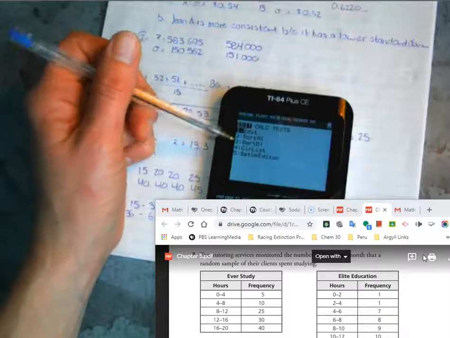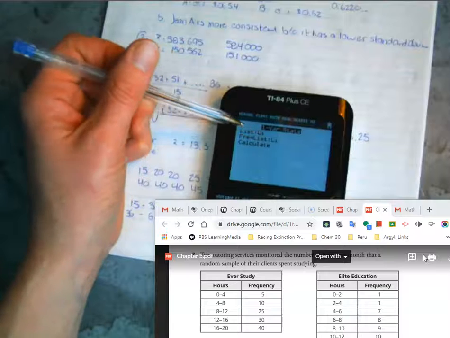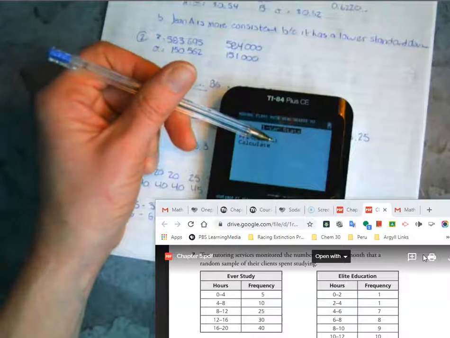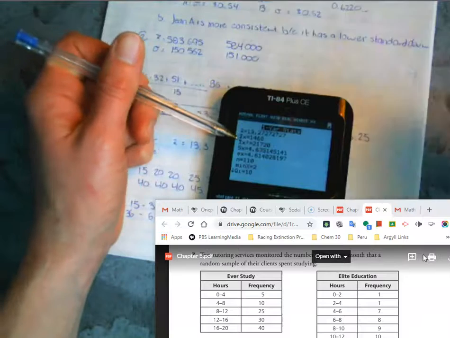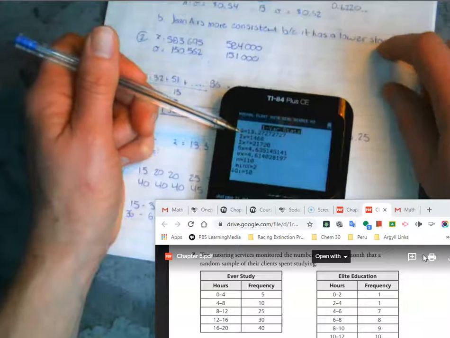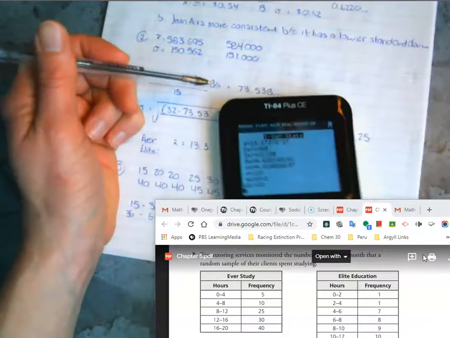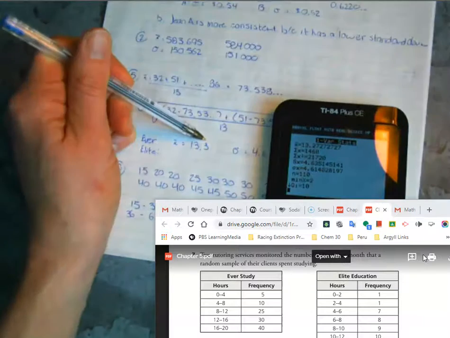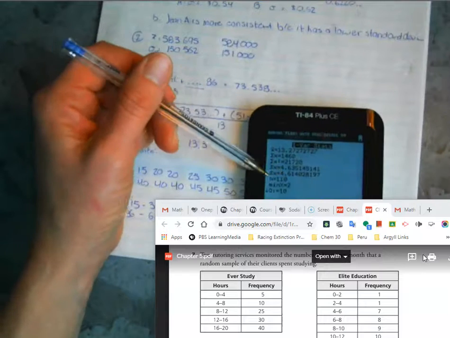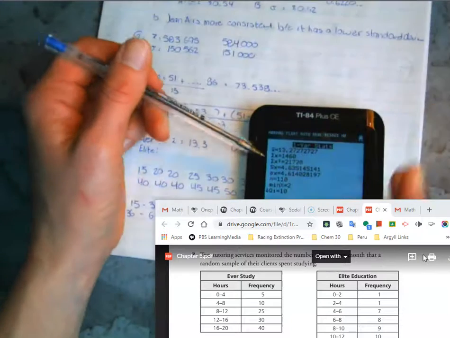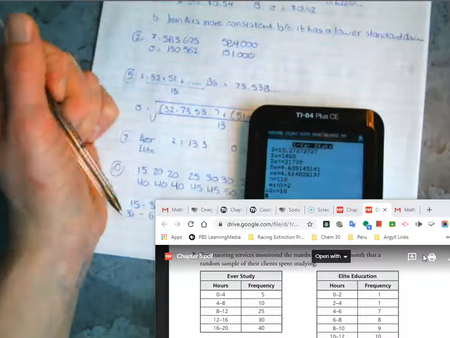Those are our lists, and then we want to go in and do calculations. So calculate 1. Again, make sure you have your frequency list set to L2, and then we have L1, and then we just want to calculate. Now we're given our mean is 13 point, and they asked us to round to 1 decimal, so if it's 27 repeating, we're going to say 13.3. And our standard deviation is going to be 4.6. Sorry, my screen's a little dirty. 4.6 is my standard deviation, rounded to 1 decimal.